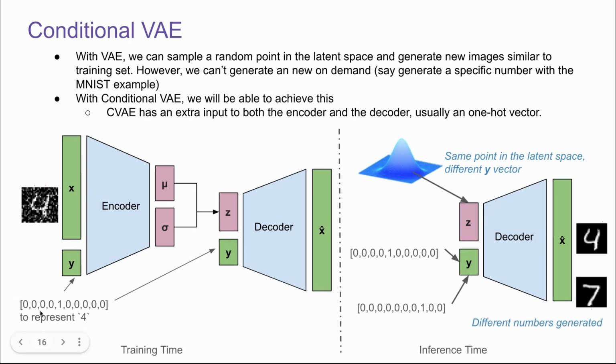In this case, we use a vector to represent 0 to 9, and the fifth element should represent 4. So when we pass in 4 as a one-hot vector to the encoder and the decoder, after the model is trained, this one-hot vector's information should be represented in the latent space. And when we do inference, we should be able to pass in number 4 as a one-hot vector and sample any point in this latent space. It will generate the number 4, maybe with a different style. And even if we sample the same point in the latent space, but with a different y vector, for example, if we put in 4, it will generate 4. If we put in 7, it will generate 7. So we gain some control of the VAE's generation.